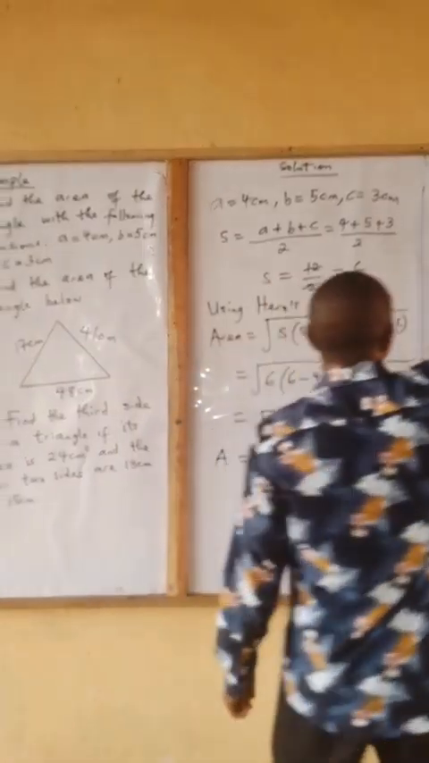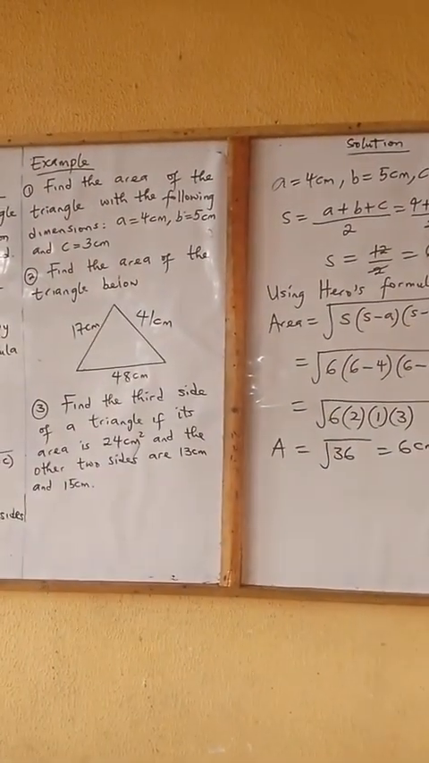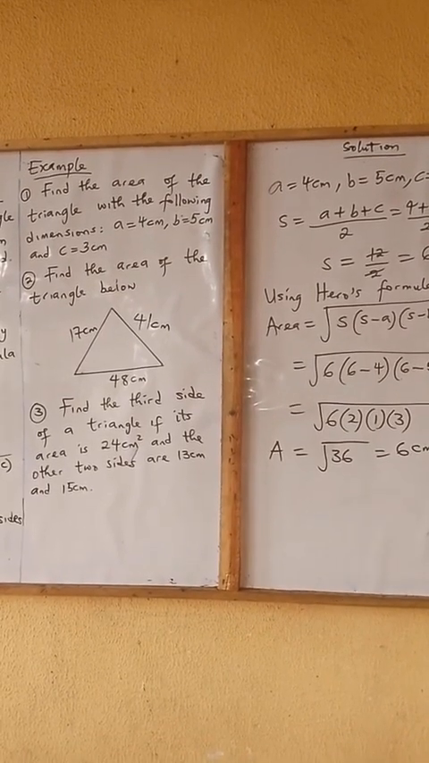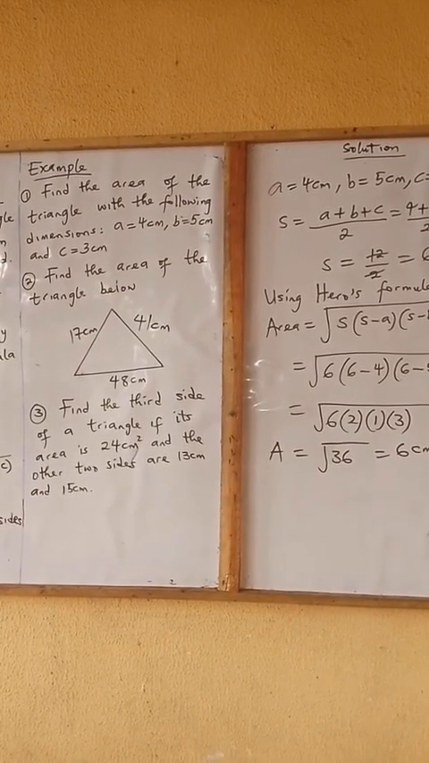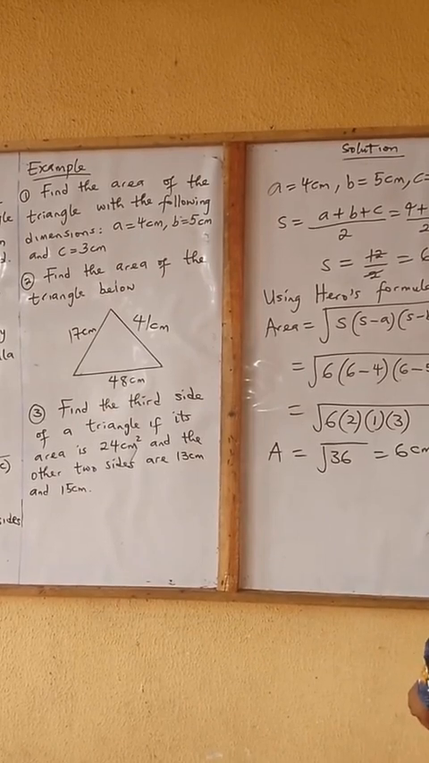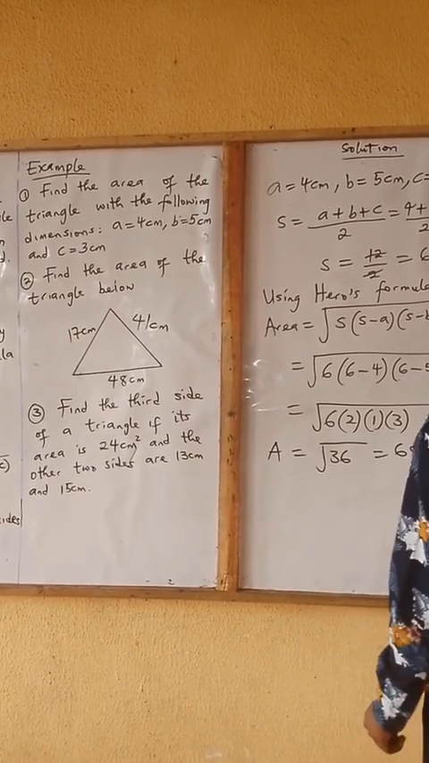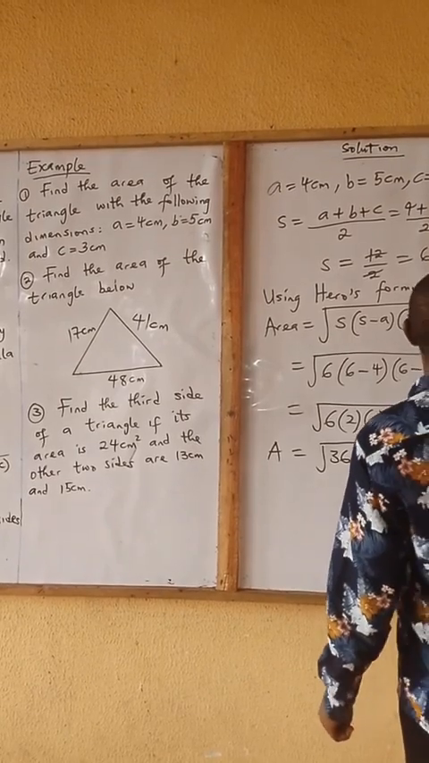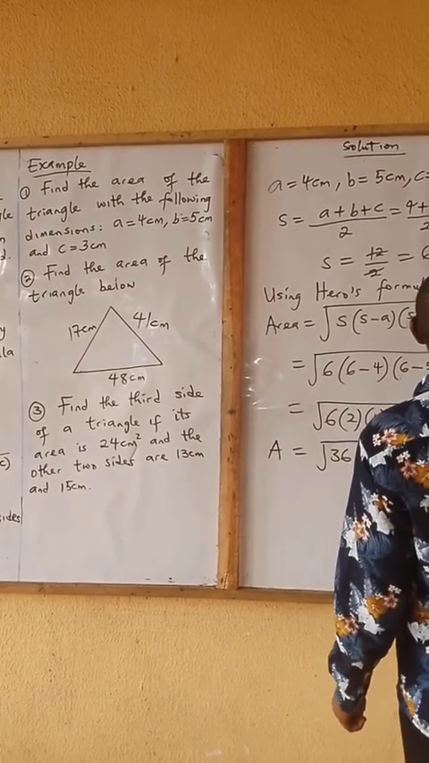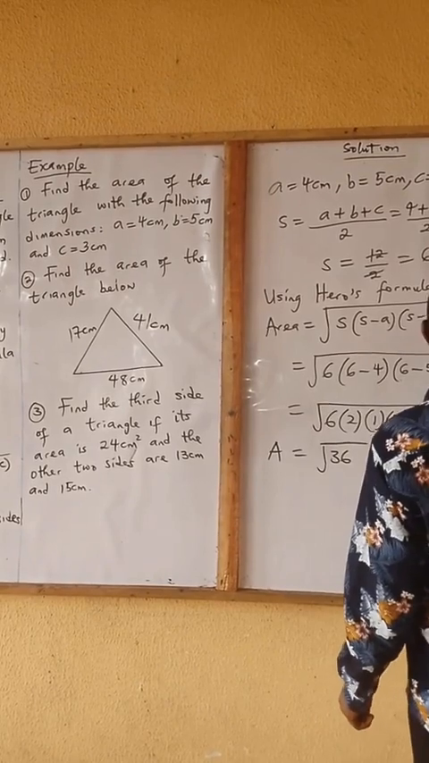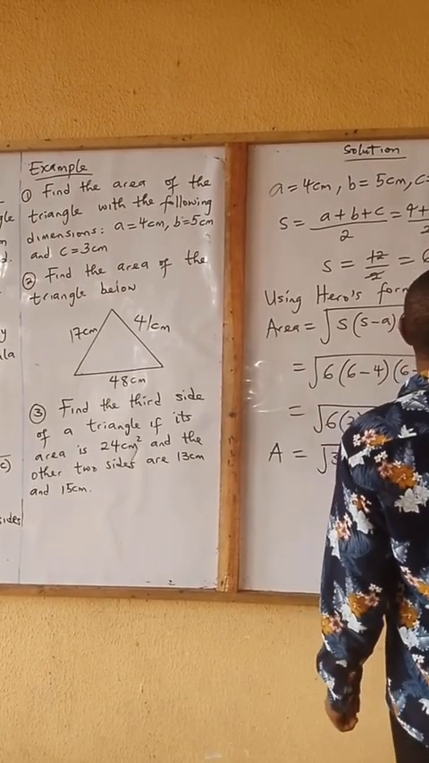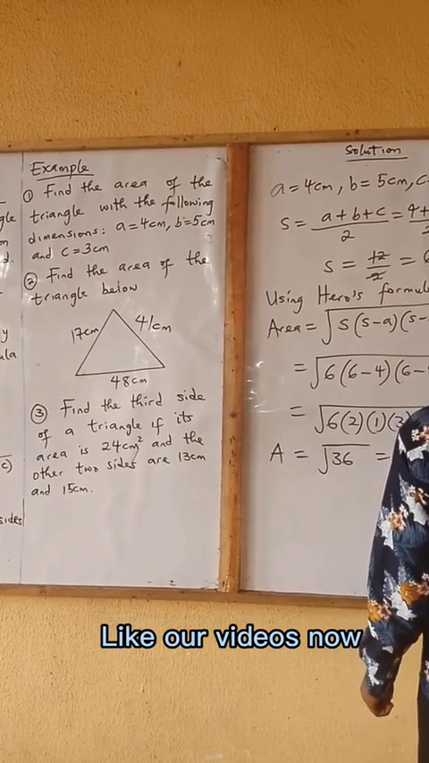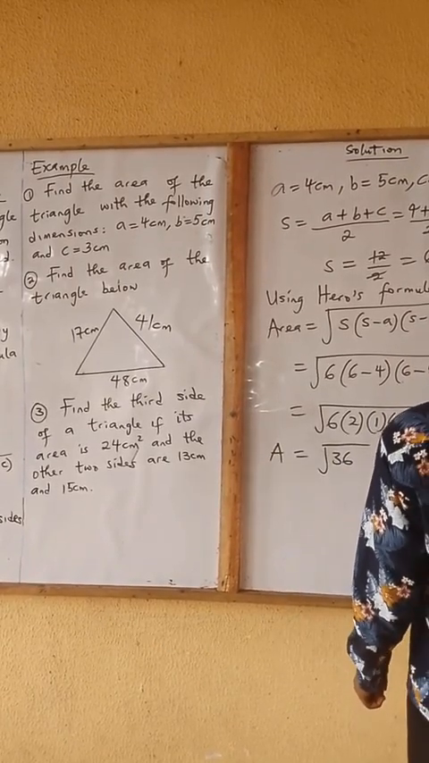Let's solve question 2. Find the area of the triangle below. So from there, A is equal to 17 centimeter, B is equal to 41 centimeter, and C is equal to 48 centimeter. So our S is equal to A plus B plus C divided by 2. So we are going to have 17 centimeter plus 41 centimeter plus 48 centimeter over 2.